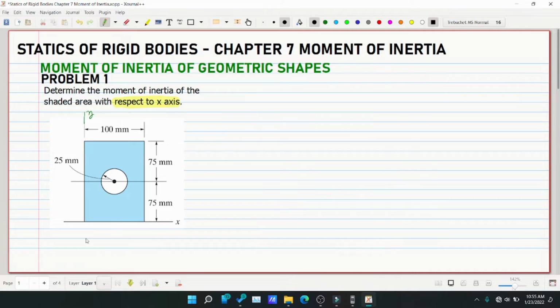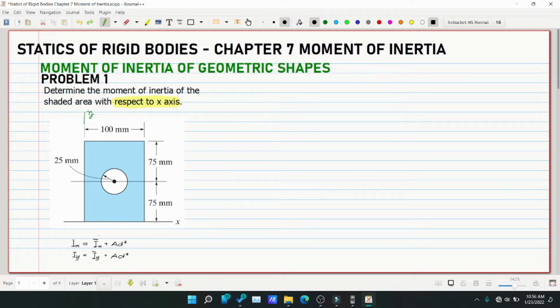So, i-recall lang natin ang ating equation for transfer formula. Let's say, Ix. Okay? Ix is equivalent to Ix bar plus area multiplied by d squared. And ganun rin ang ating Iy. So, ang ating Iy is equivalent to Iy bar plus A d squared. Kapag sinabi natin Ix bar and Iy bar, ito yung mga moment of inertia ng isang shape with respect to its centroids or centroidal axis.